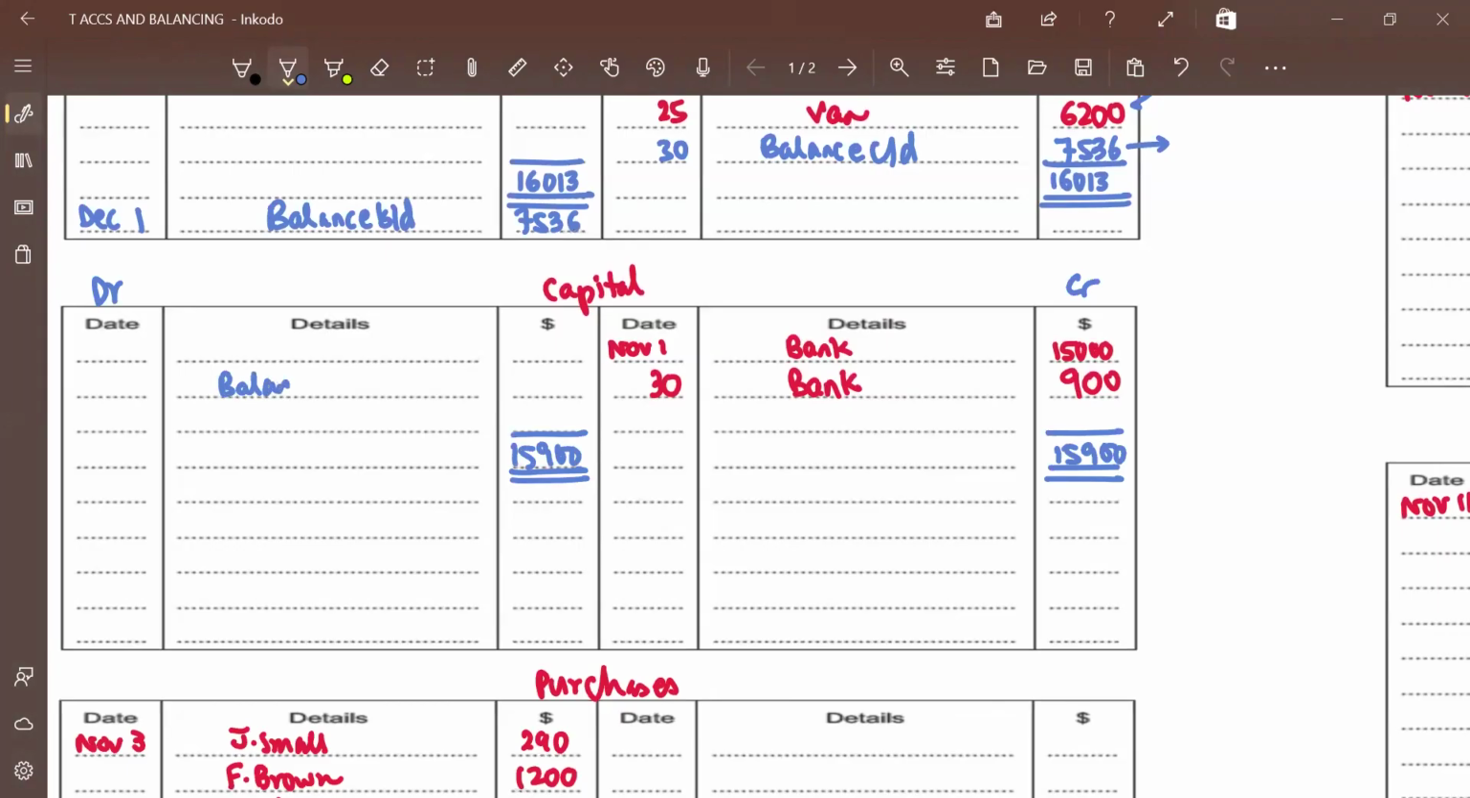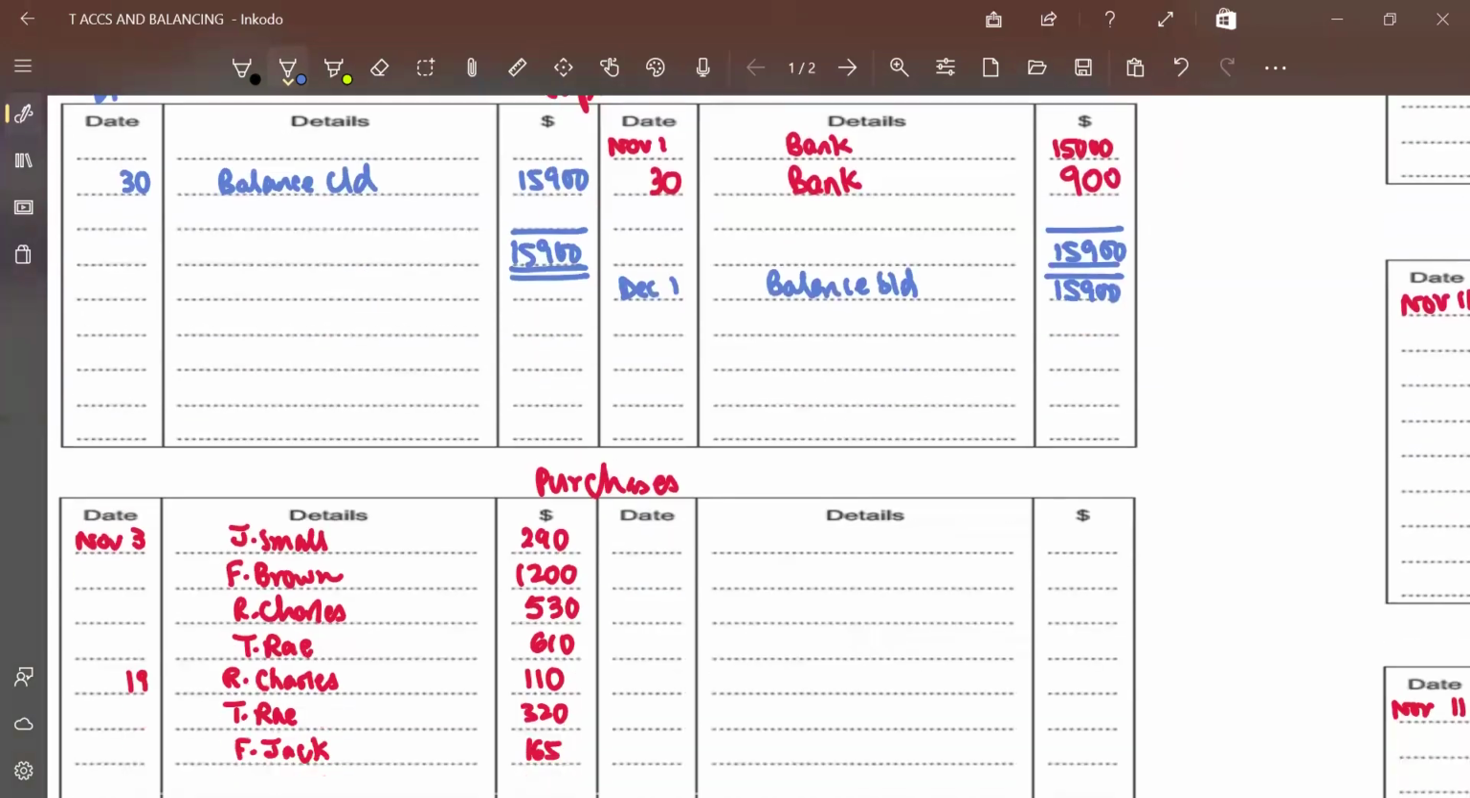You call that balance the balance carried down. The balance carried down is always at the end of the month, the last day of the month. The amount is the difference between the two sides. Because you had a zero on the debit side, the balance carried down will be 15,900. And the first day of the next month is the 1st of December. Balance brought down, the amount is 15,900. So this account has to be balanced because it's the capital account. Asset, liability, and capital balances are carried forward.